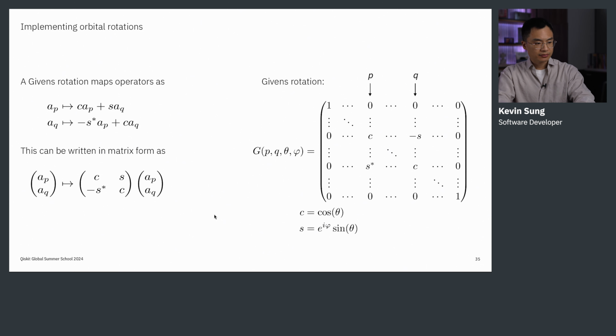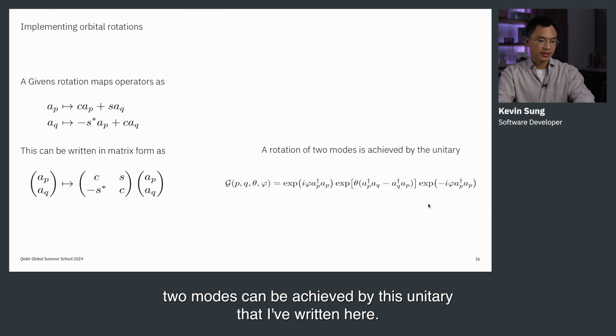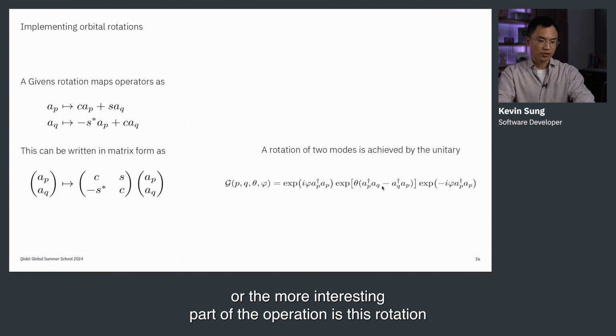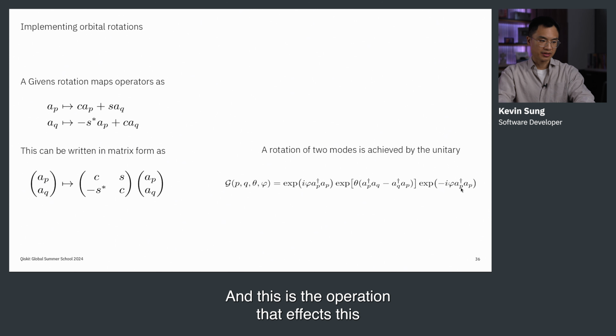And it turns out that this operation here, rotating two modes, can be achieved by this unitary that I've written here. So these are the i phi a_p dagger a_p terms. These are just complex phases. And the more interesting part of the operation is this rotation here, which acts on two modes. And this is the operation that affects this Givens rotation.